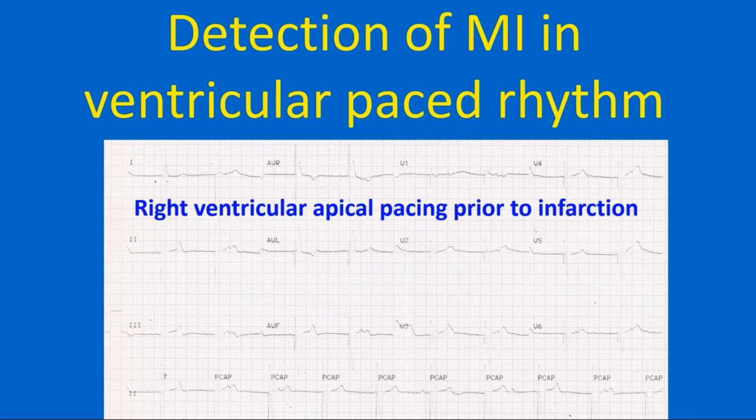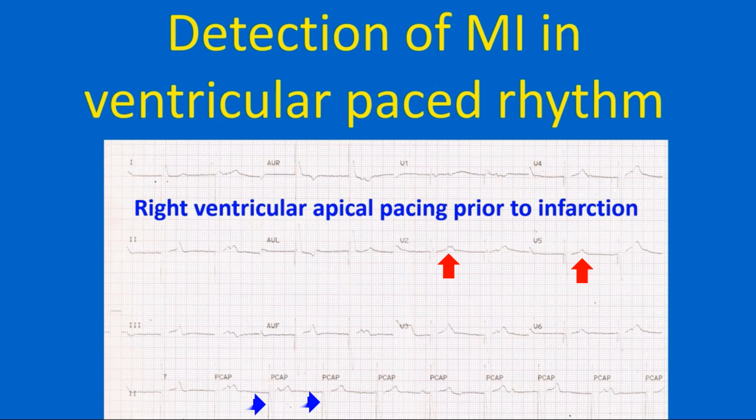Right ventricular apical pacing prior to infarction in this case is demonstrated in the previous ECG of the patient shown here. Review of this ECG, though partially faded, showed upright T waves in anterior leads. This, in addition to the clinical history of anginal pain, wall motion abnormality on echo, and elevated troponins, confirmed the possibility of an anterior wall myocardial infarction.